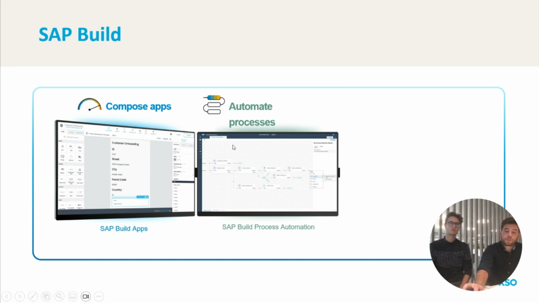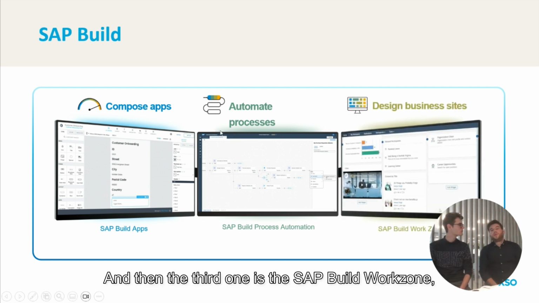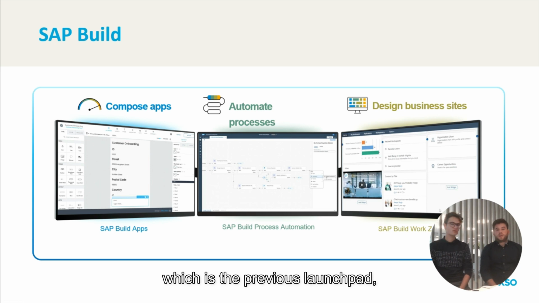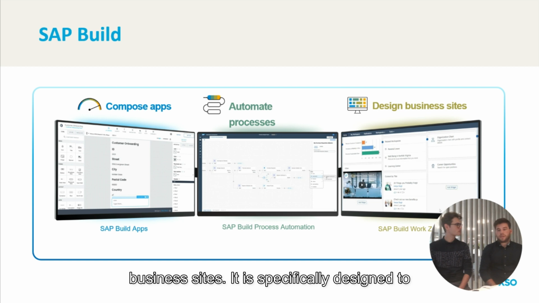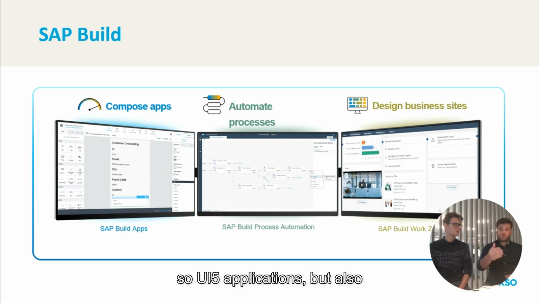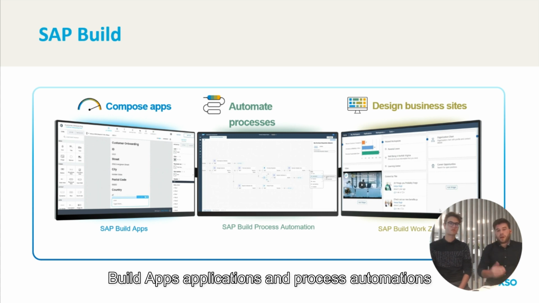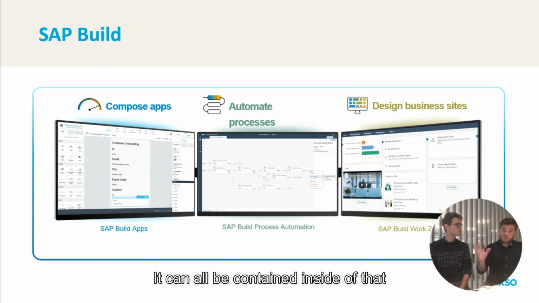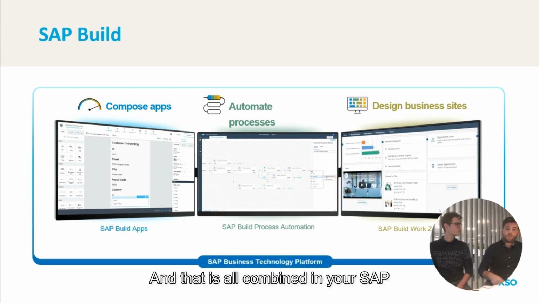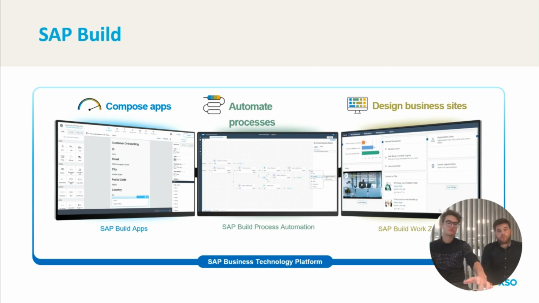for you. And then the third one is the Build Workzone, which is the previous Launchpad, but enhanced for you to design business sites. It's specifically designed to capture all of the other processes, so UI5 applications, but also Build Apps applications and process automations. It can all be contained inside of that Workzone, together with collaboration for your team and your projects. And that's all combined in your SAP Business Technology Platform.